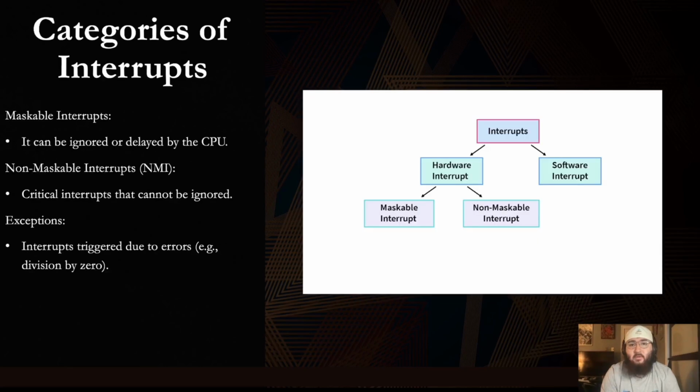Interrupts come in different forms, and each has a specific purpose. Maskable interrupts can be delayed if needed. Non-maskable interrupts are critical and cannot be ignored. And exceptions are errors like dividing by zero or accessing invalid memory.